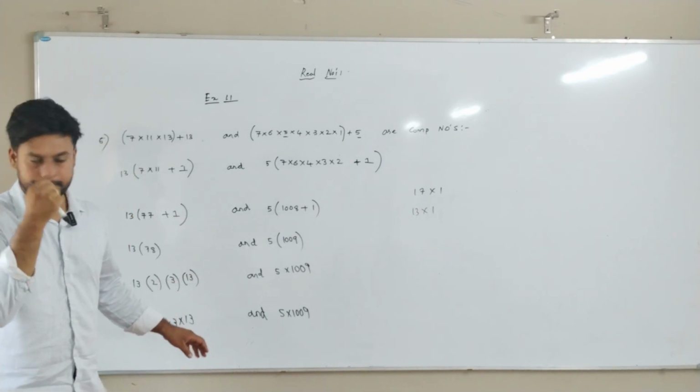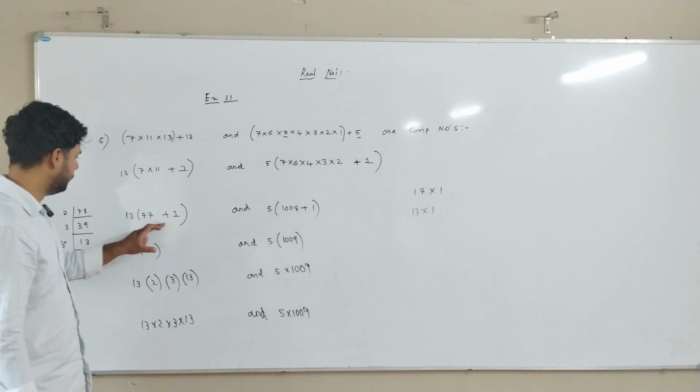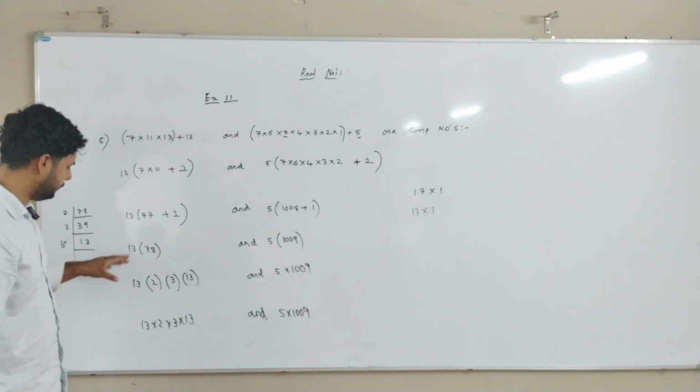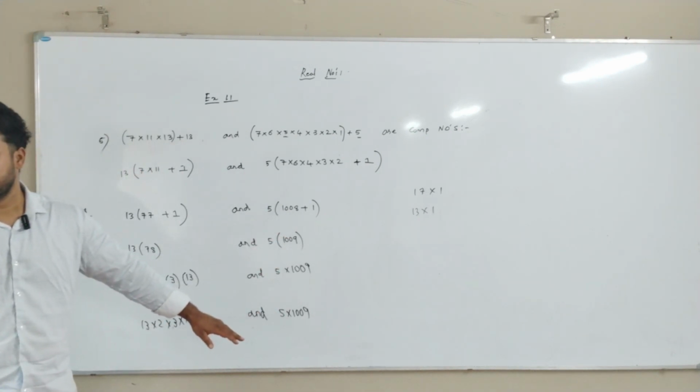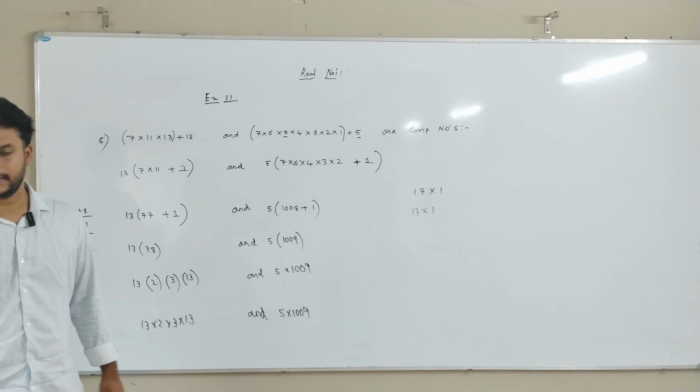Then add 77 plus 1, 78, and find 78's prime factors. You get this. 1009 was a prime number, so I kept it as it is. Any doubts? Okay, take it.